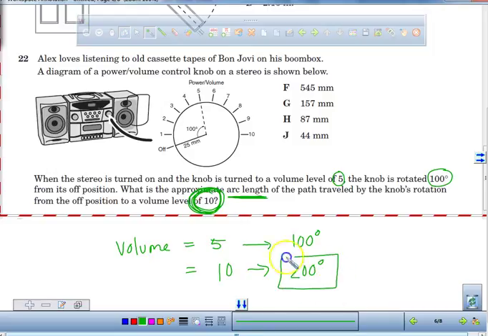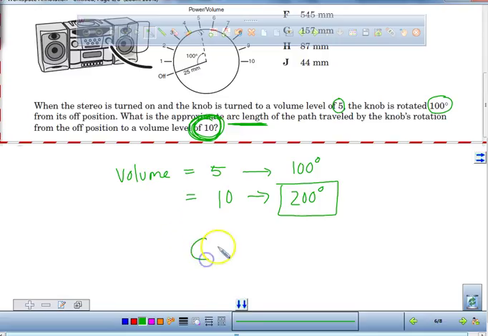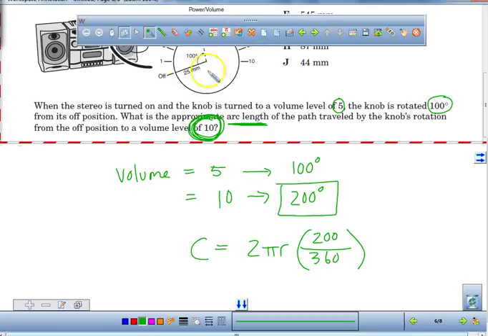So what are you going to use in your formula? 200, not 100. So which formula are you going to use? Circumference equals 2 times pi times r times 200 out of 360. But I'm not going to tell you what the length of the radius is. That would just be wrong. You should be able to figure out just from looking at the problem what the length of the radius is. Good luck.